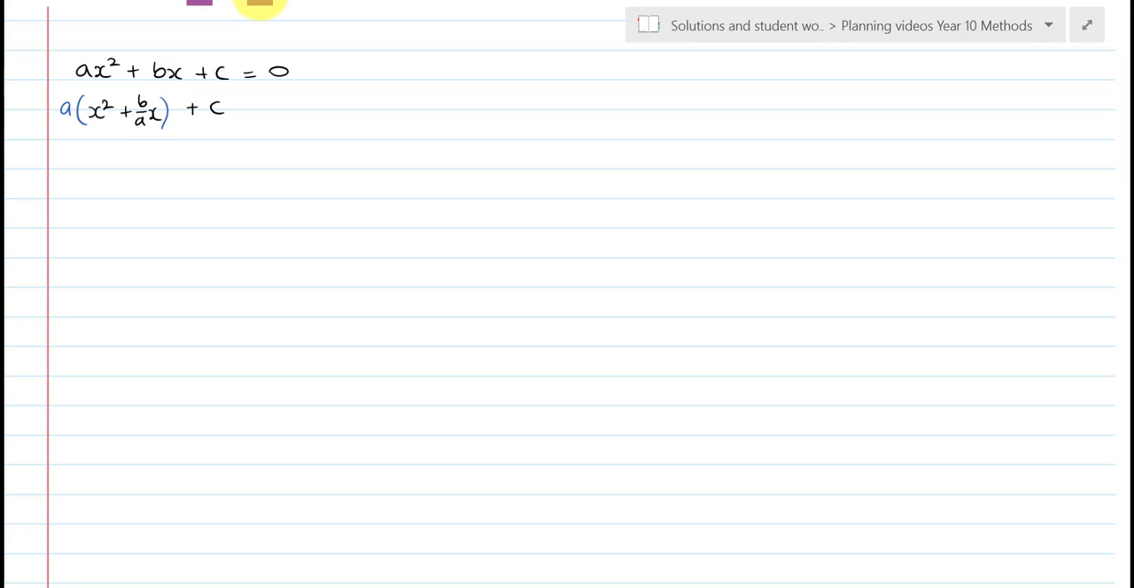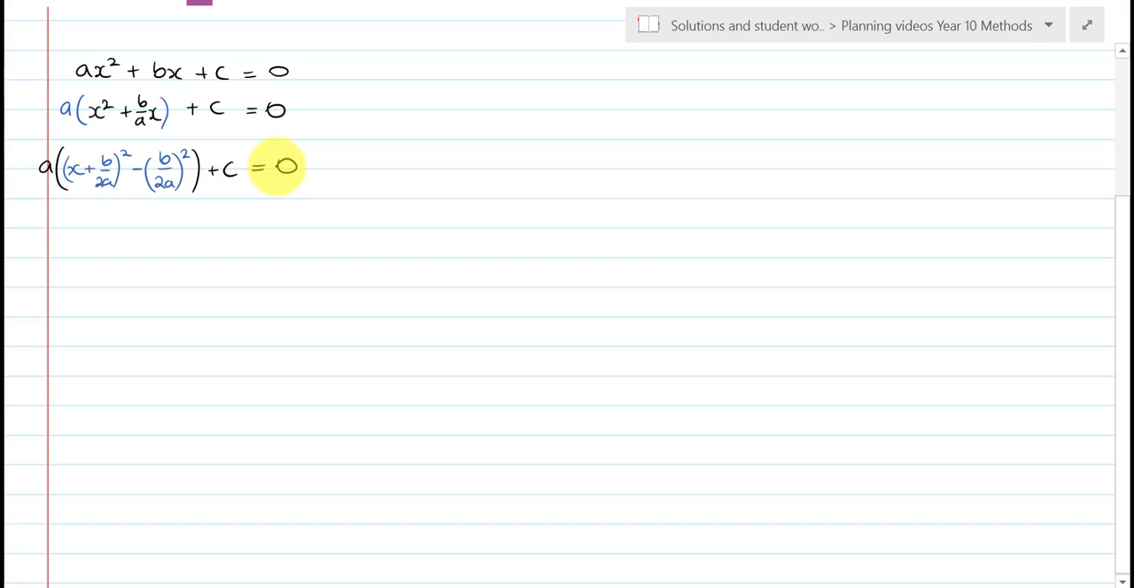Now the next step will be to do the completing the square process. So I've got my a still on the outside, but on the inside I have x plus b over 2a all squared, because I have to halve it. So halving b over a will give me b over 2a all squared. And then I have to subtract that leftover bit, so b over 2a squared.